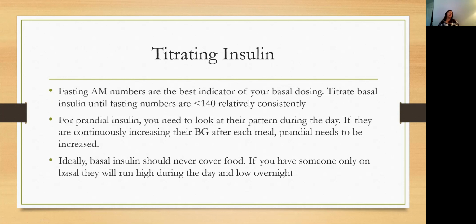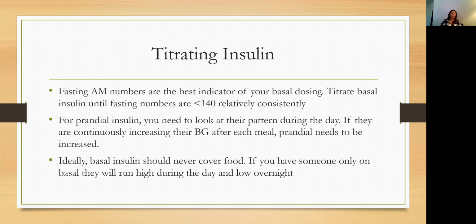When you're titrating insulin, you want your fasting morning numbers to be technically less than 140 consistently. When you're looking at your basal dosing, your long-acting insulin dosing, you're looking at your fasting numbers, because overnight is when your basal insulin is active and it's the only thing on board. Those numbers when you're first waking up tell you if your basal dosing is appropriate. I have an example after this, but if your patient's waking up high every single morning, you're going to want to go up on their basal.